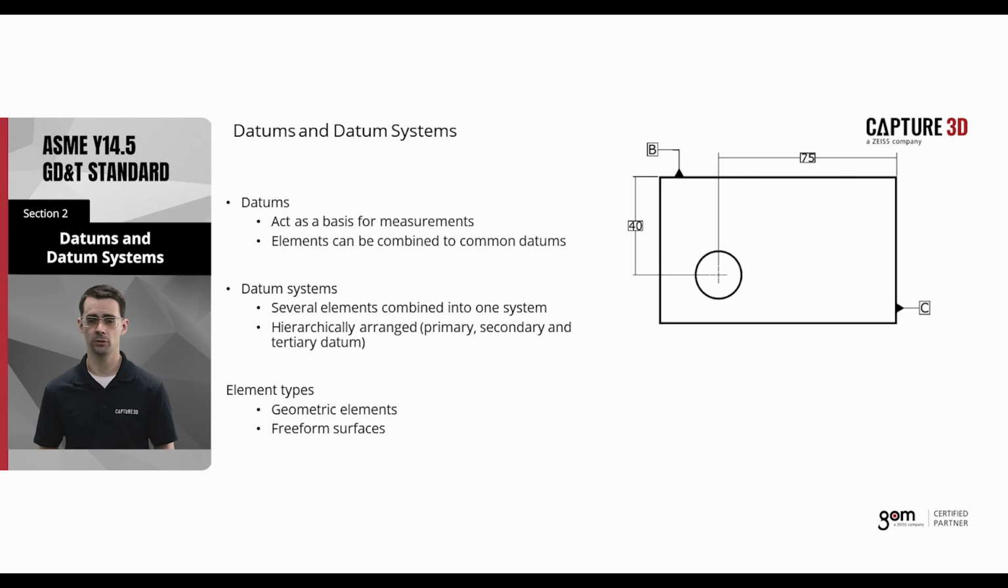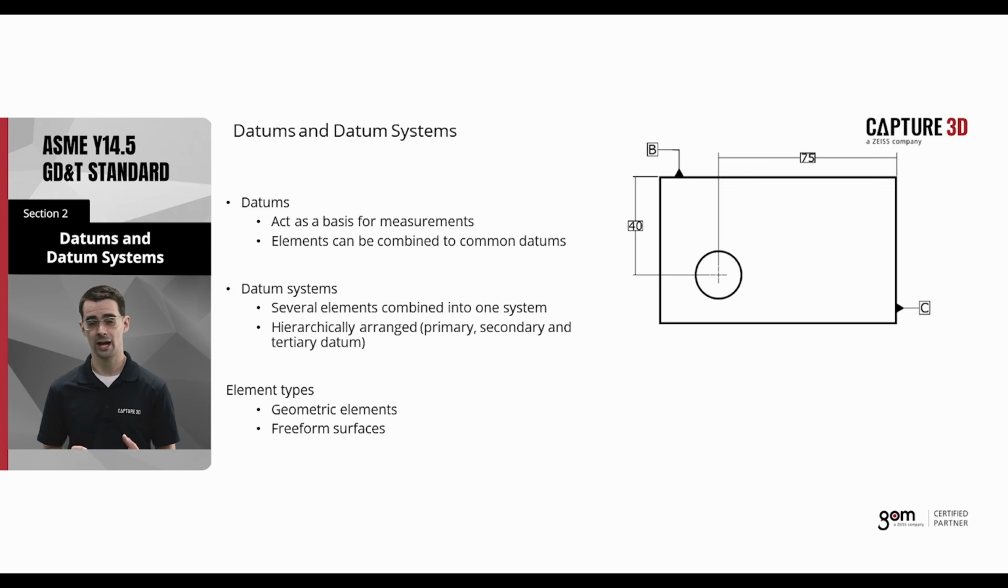Datums are a very important concept in GD&T. Datums act as the basis for measurement. To describe the location of something, we usually give a distance from something else. In this example, we have a hole that is 40 millimeters away from datum B and 75 millimeters away from datum C. It is possible to combine multiple elements into a common datum. It's also possible to take several elements and combine them into what's called a datum system.